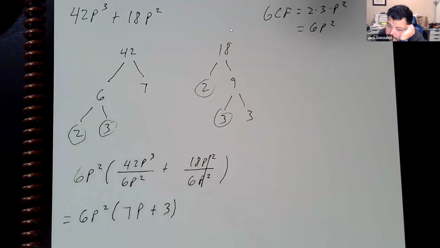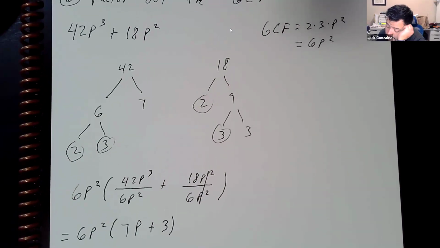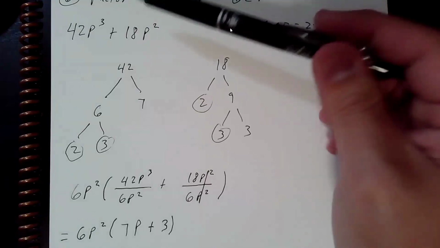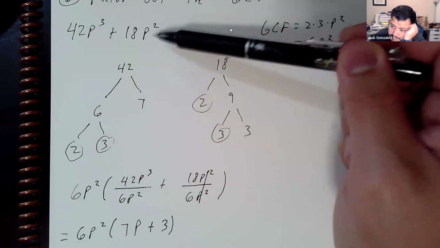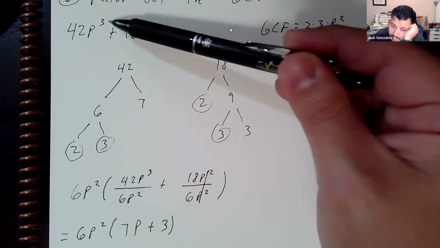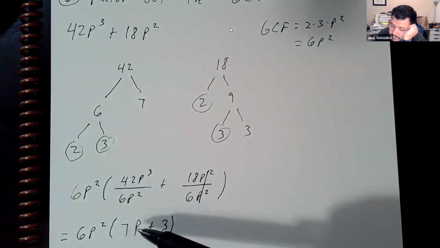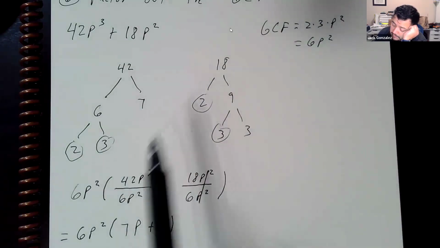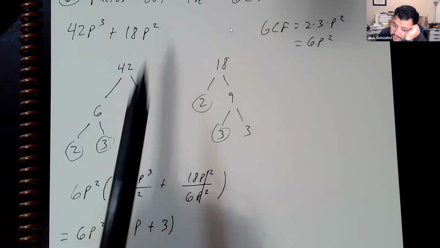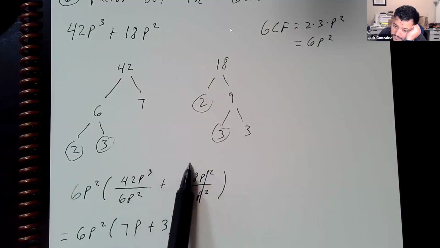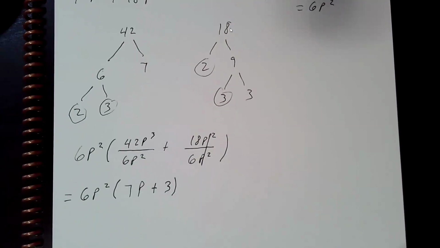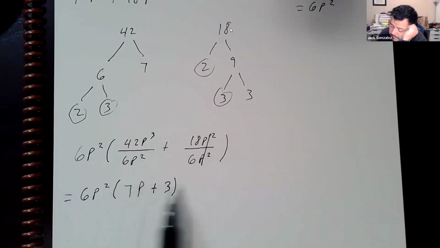So you can think of this in many different ways, right? You can think of it as, well, they're both going to lose p squared, or in other words, p times p. So this will be gone. Only one will be left here. That's how this comes about. I'm dividing both by 6. That's how I get 7 and 3. Okay, so 42 divided by 6, p's reduce. 18 divided by 6, p's reduce. Are there any questions on finding the GCF and then factoring it out?